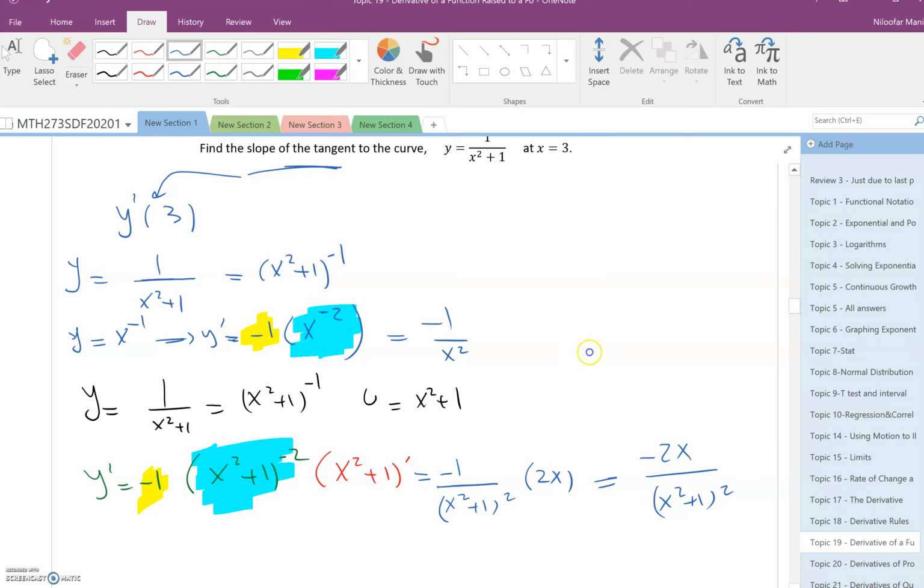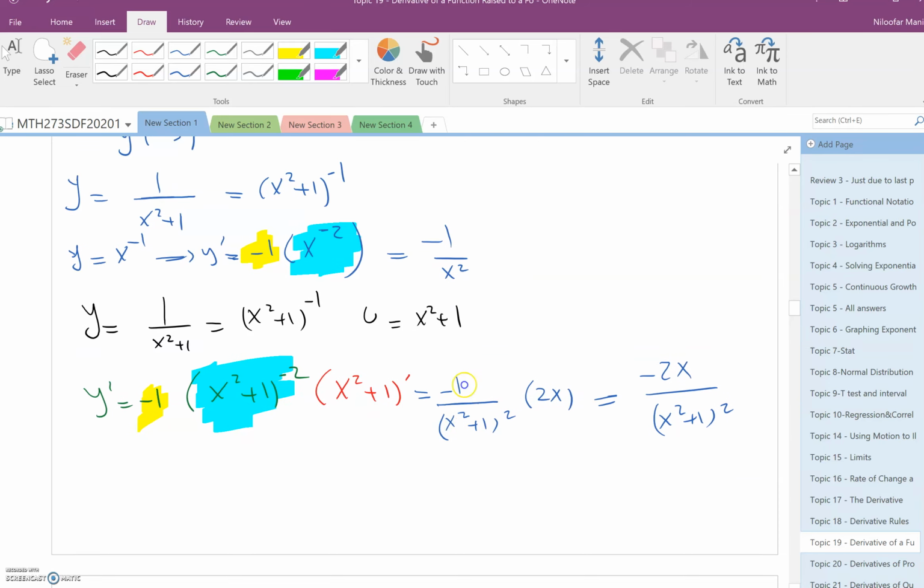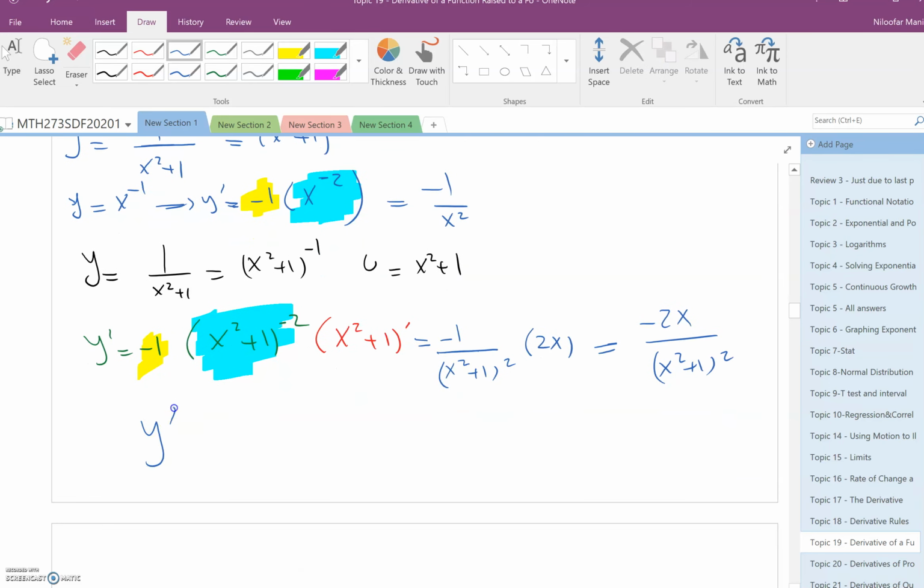Okay, see, it says a slope of tangent line at that point. So for now I just found y prime. So what is y prime at 3? I can find the answer. Minus 2 times 3, I just substitute 3 for x. So 3 squared plus 1 squared, which is minus 6 over 9 plus 1, which is 10, and 10 squared is 100.